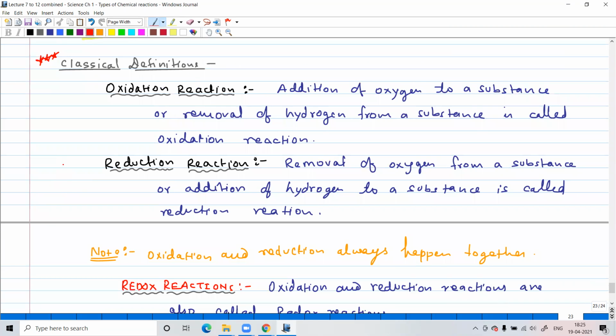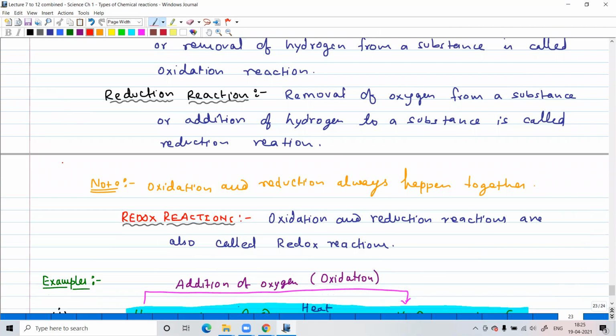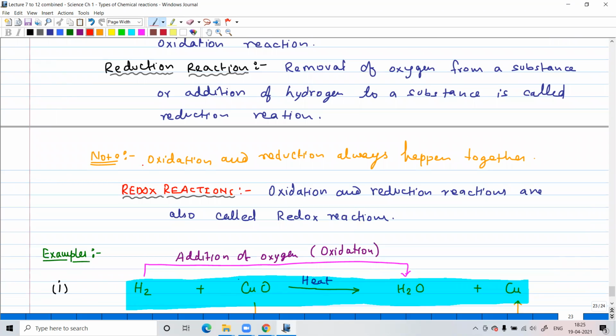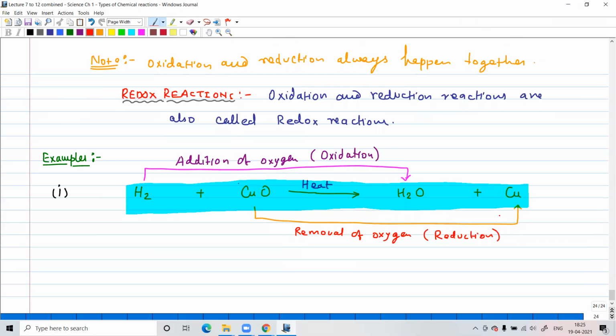So everyone has read through the definition once, right? At least, okay. So here I've just written the note that oxidation and reduction always happen together, which I have explained to you. And we will understand why that happens through the example. And this is just a note that will tell you that redox reaction means the same thing. Oxidation and reduction is also called redox reaction. Now let's get to the example, which will actually explain things to us.